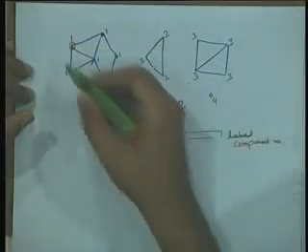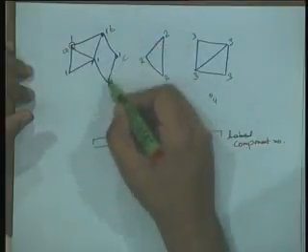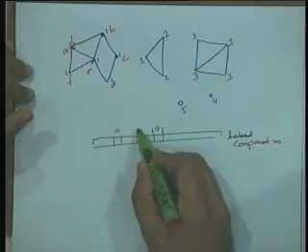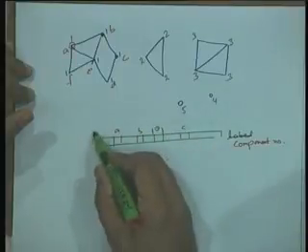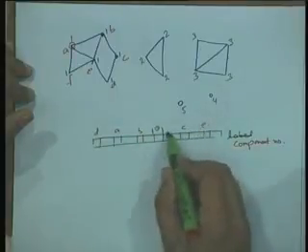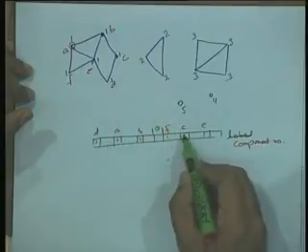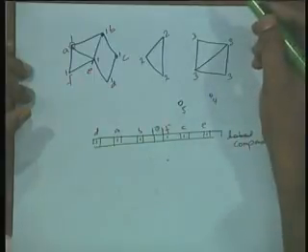Let us say these vertices are some A, B, C, D, E and F, and A appears here and B appears here and C appears here and D appears here and E appears here and F is here. I give each of these a connected component number of 1.